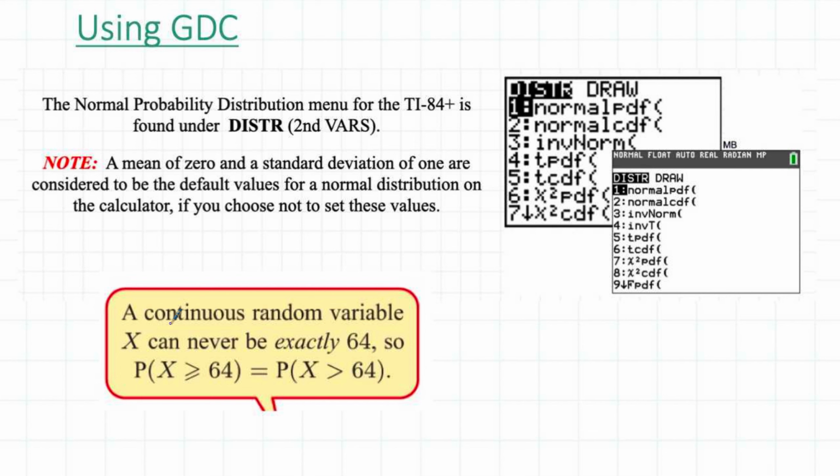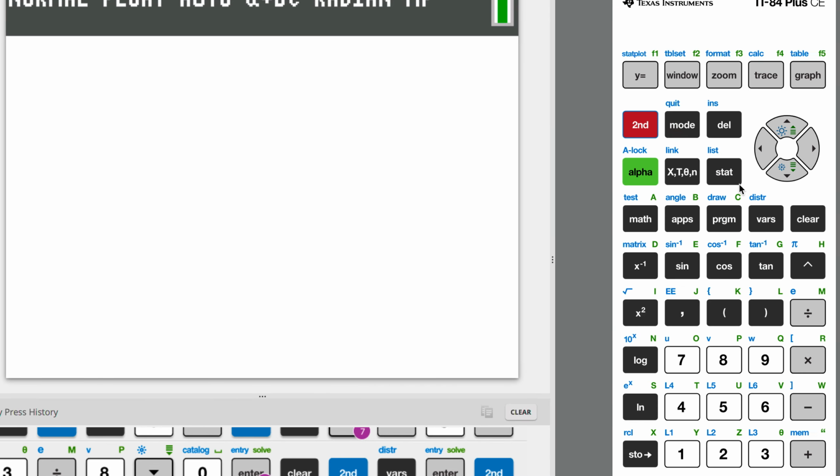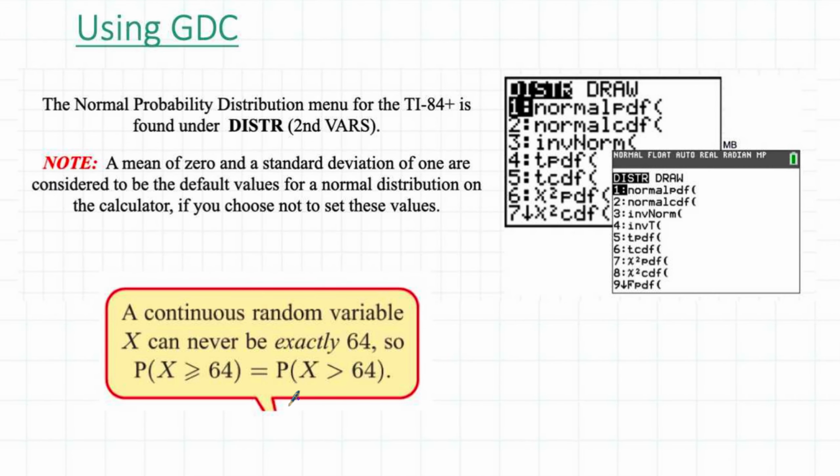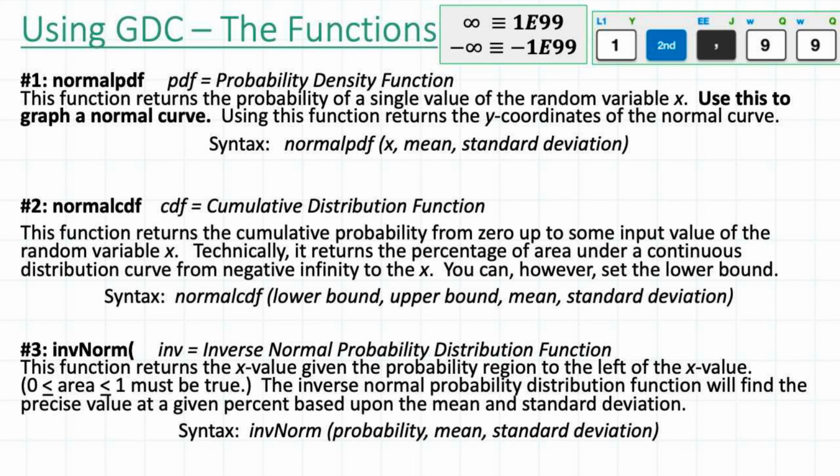Keep in mind that continuous random variables can never be exactly a value, so I will never benefit from the normal PDF here, because you can never be exactly 64. We talked about that when we did continuous random variables, which also means that if I'm looking for x bigger than or equal to 64, is the same thing as saying x is bigger than 64. Now, when do we use each one?